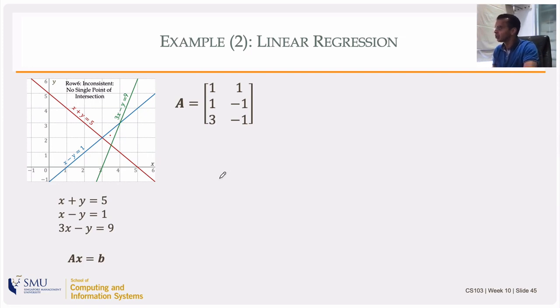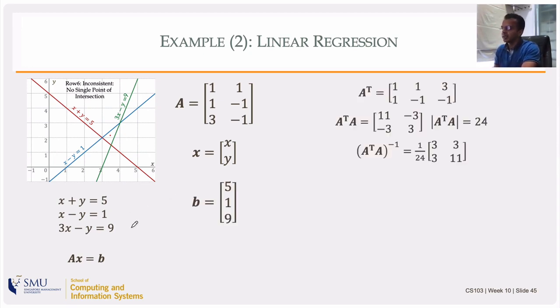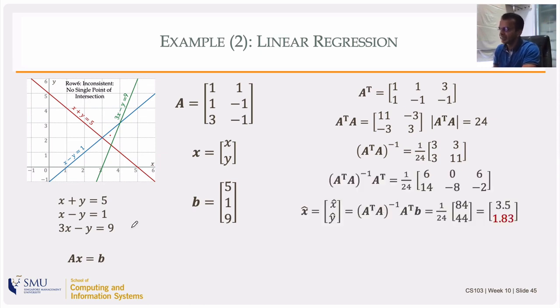So we can actually write Ax equal to B, 1, 1, 1 minus 1, 3 minus 1, that is A. My x vector is x and y, and B is 5, 1, 9. And then I can take A transpose A inverse A transpose B, and then I can get the best possible value of x and y. I get 3.5 and 1.83. That is the best possible value, and that is actually inside this triangle. 3.5, that is here, and 1.83 is actually somewhere here. That doesn't look like the centroid, but it is somewhere inside the triangle.